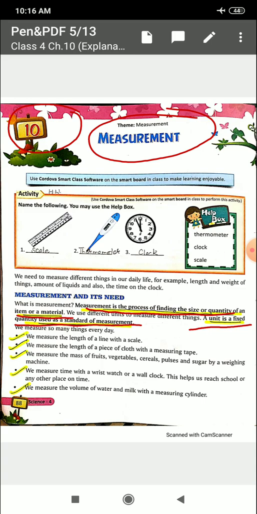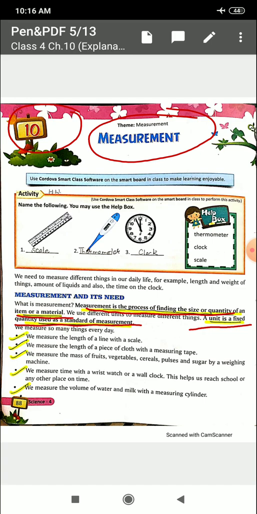Then we measure time with a wristwatch or a wall clock. Then we measure the volume or the capacity of water or milk, oil, juice, various types of liquids with the measuring cylinder or measuring jar.